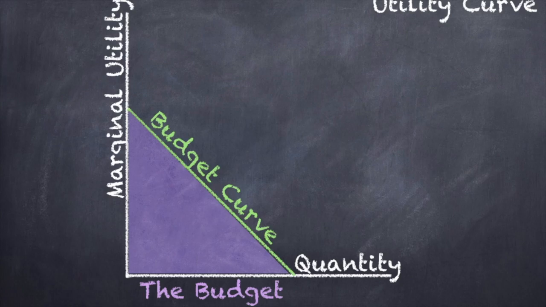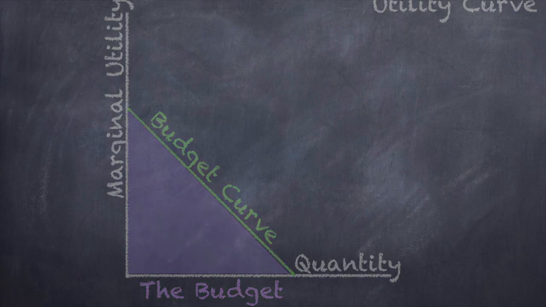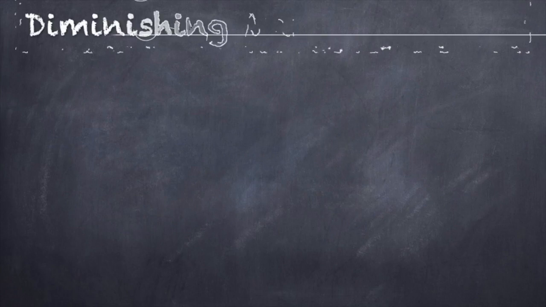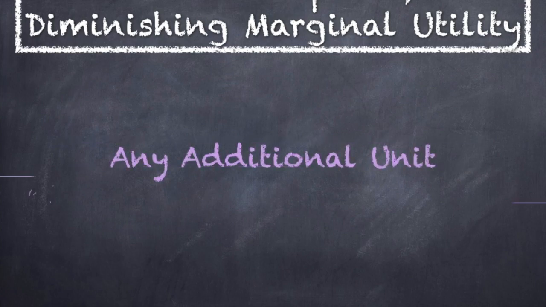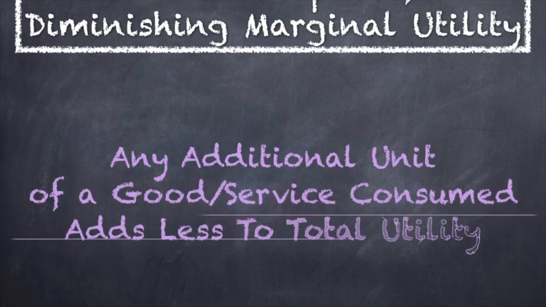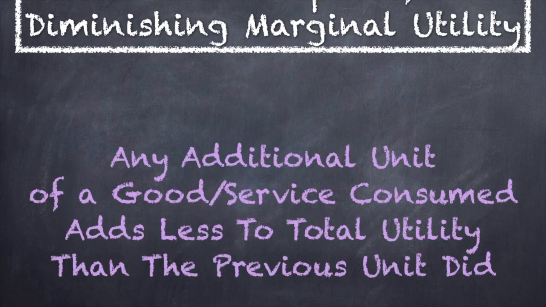So, the key thing you're going to want to remember for the free response and for the AP test itself is the principle of diminishing marginal utility, which states that any additional unit of a good or service consumed adds less to total utility than does the previous unit. And we saw this, right? That was what happened with our marginal utility curve, where it went down each time, and with the utility function, where it increased by less each time.